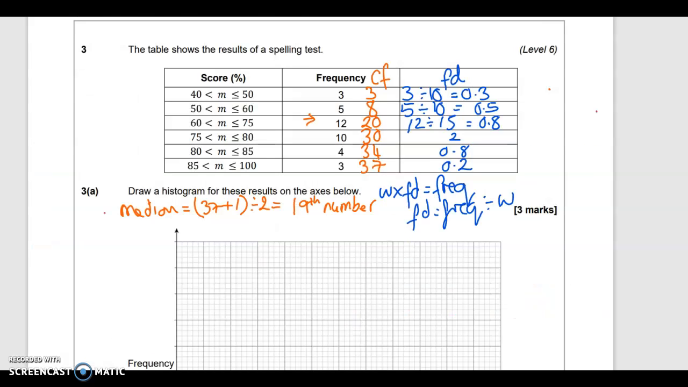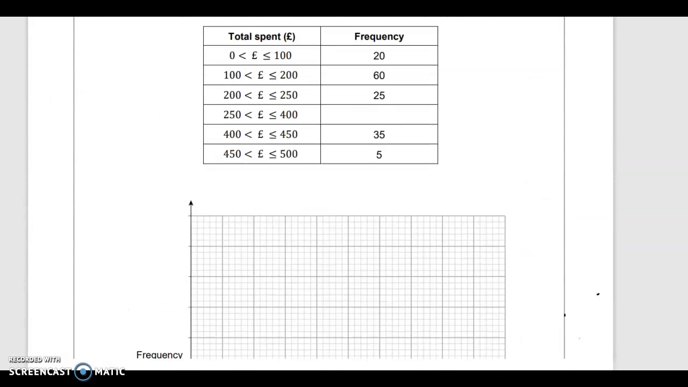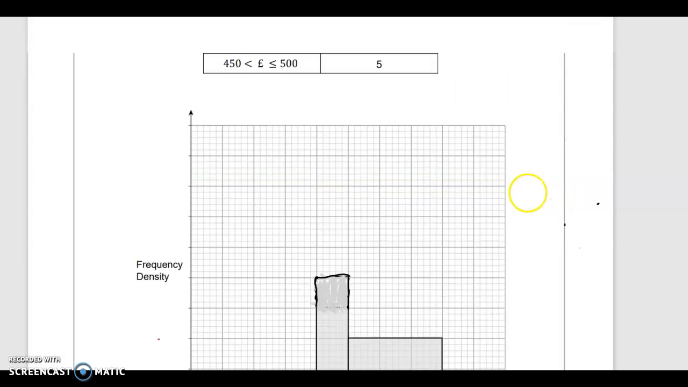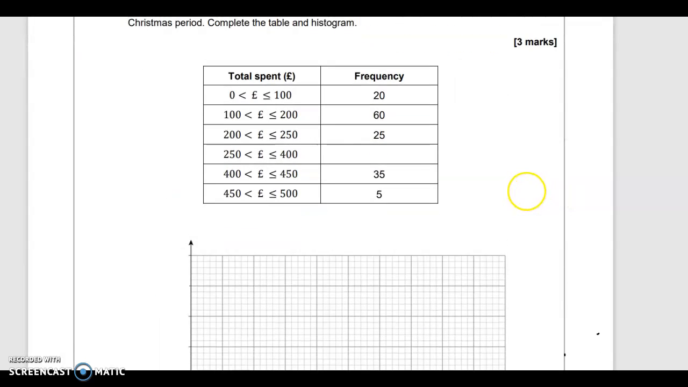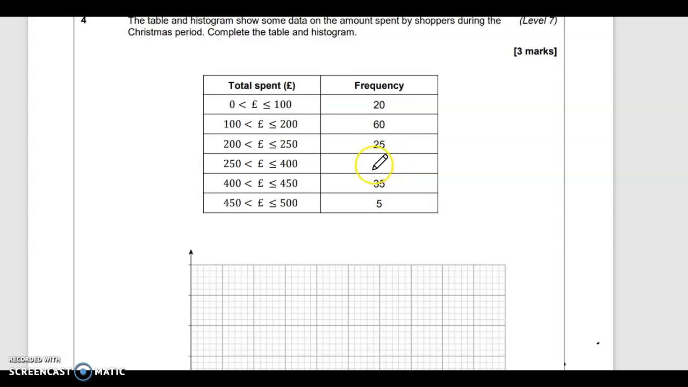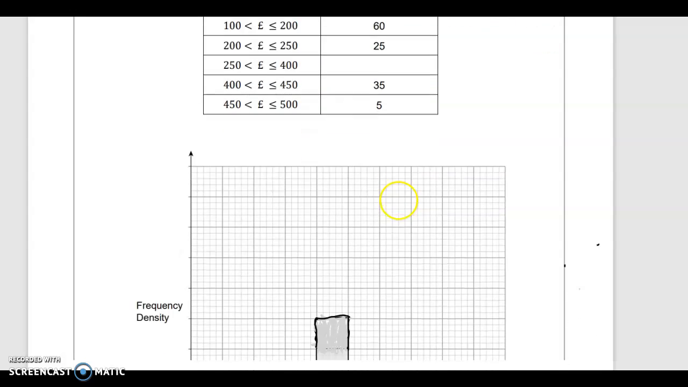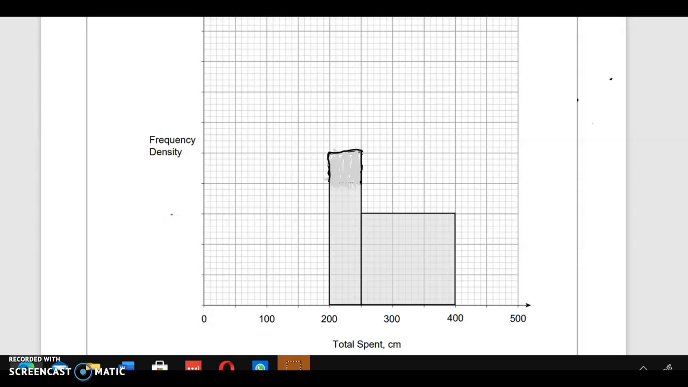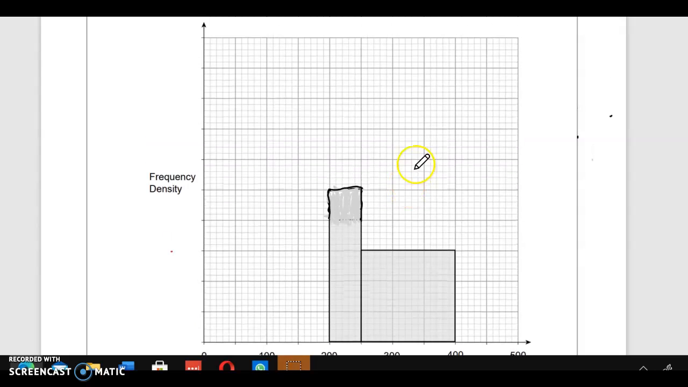Right, moving on to question 4. Now what's happened in question 4, I've done a little bit of an add-on here because I hadn't drawn it correctly. They've given us a table of results. There's one frequency missing, so that's telling you we've got to work that one out. We know the width of the bars, we know most of the frequencies, but some of them have been drawn on here, okay?